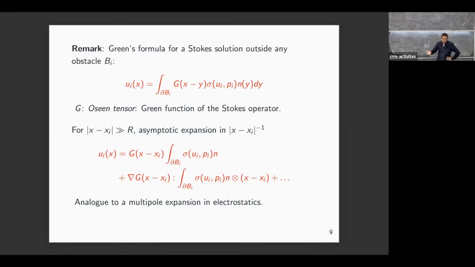This is a comment which is valid for any Stokes solution outside any obstacle. No need for a ball here. You just write down the Green's formula, and you can express in this way the Stokes solution in terms of its stress tensor at the surface of the particle. And the expression involves this capital J, which is the Oseen tensor. So it's a Green function of the Stokes operator. It's a matrix valued function, and this is explicit, well known, and this is homogeneous of order -1.